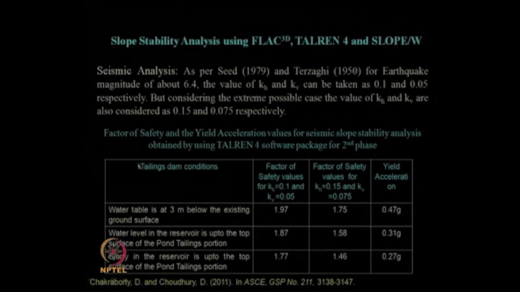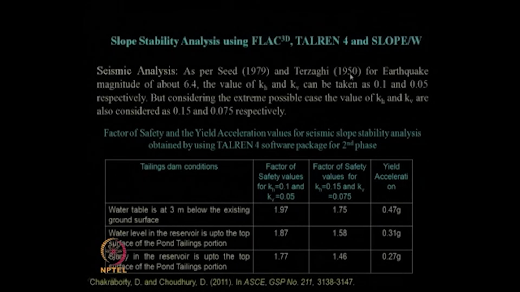This is the factor of safety and yield acceleration values for the seismic slope stability analysis using Talren4, another software. So, FLAC 3D, Talren4 and SlopeW are common slope stability software which can be used. Now, for seismic analysis, we have to provide the input kh value and kv value to get the factor of safety, because in Talren and SlopeW you cannot do the dynamic analysis completely.